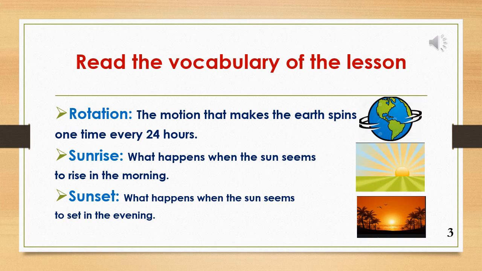Slide number 3, let us read the vocabulary of the lesson, starting with word number 1, rotation. The motion that makes the Earth spin one time every 24 hours. Sunrise. Sunrise is what happens when the sun seems to rise in the morning. Sunset. What happens when the sun seems to set in the evening.